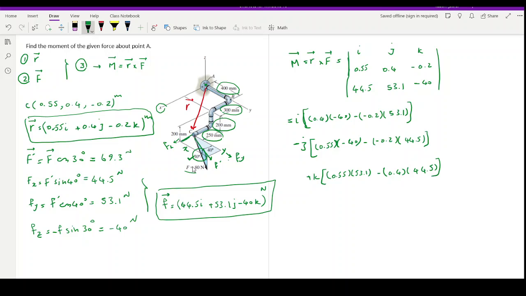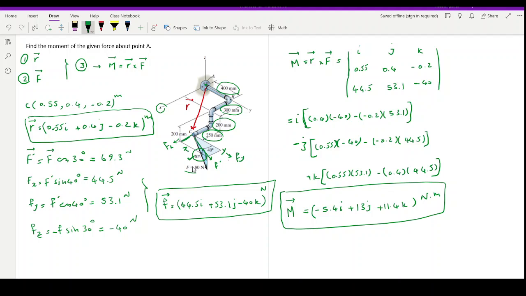And that's it. Now if you multiply them and simplify them, it's going to be negative 5.4i plus 13j plus 11.5k. This is our M in Cartesian, and the unit is Newton meter. This is how we calculate this moment.